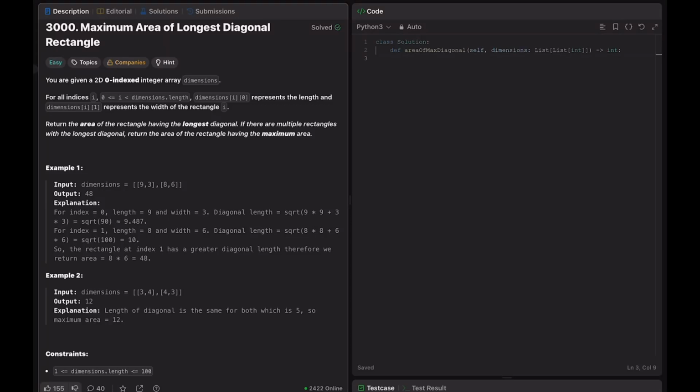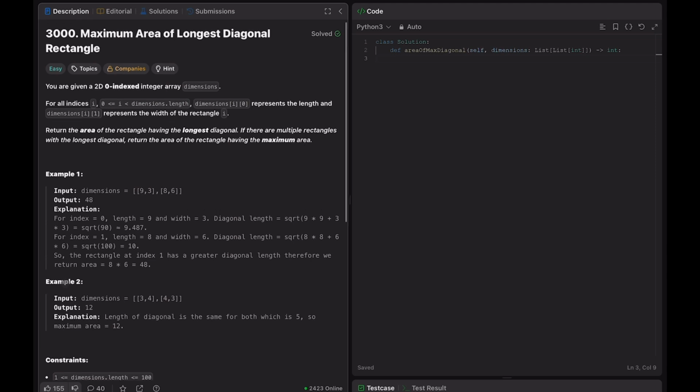Today we are going to solve the August 8/26 LeetCode challenge, which is Maximum Area of a Longest Diagonal Rectangle. We will be given a 2D zero-indexed integer array called dimensions, where i ranges from 0 to dimensions.length. For each i, index 0 represents the length and index 1 represents the width.